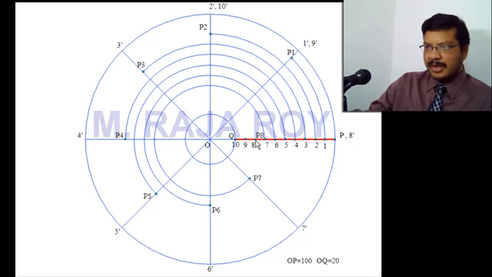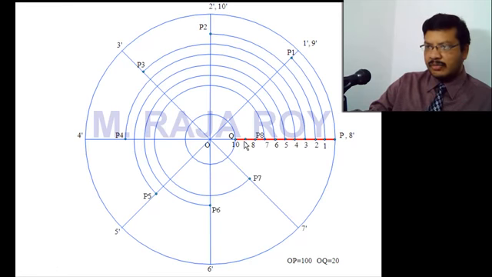Then for the P8 point, O8 as radius. Then you have to draw the arc onto the O8 dash line only. So here itself you will get P8. This point itself is P8. The 8 point and P8 point remain the same.